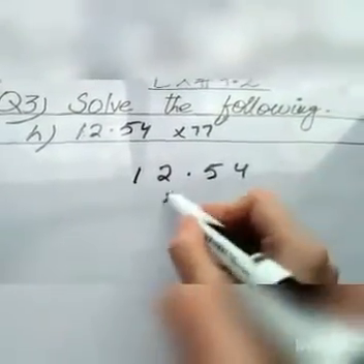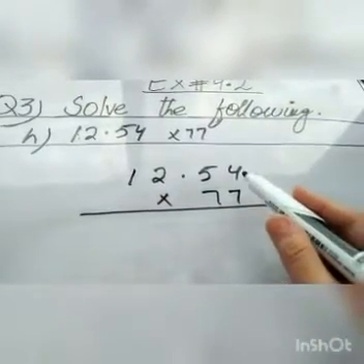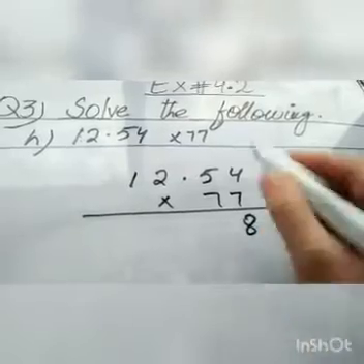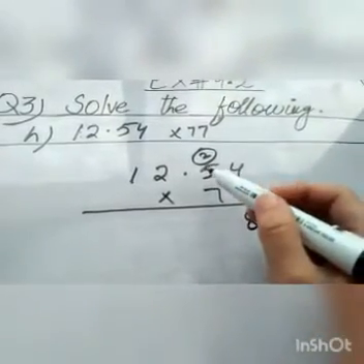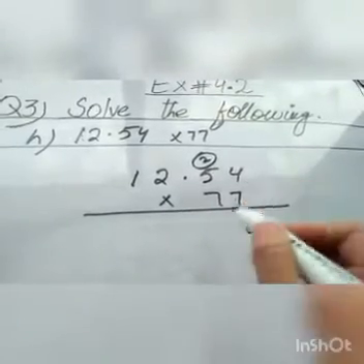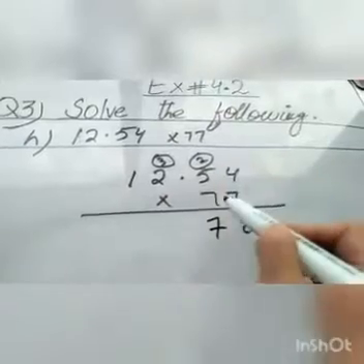12.54 multiply 77. 7 4 times is equal to 28. 2 carry over the next. 7 5 times is equal to 35. 35 plus 2 is equal to 37. 3 carry over the next.